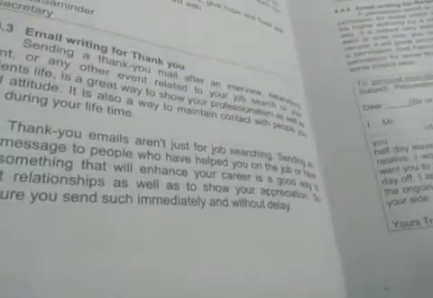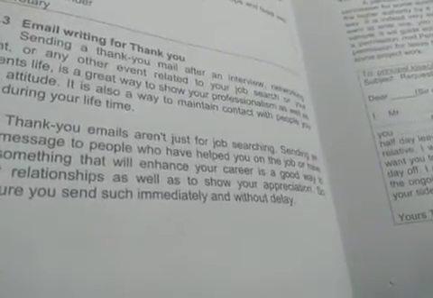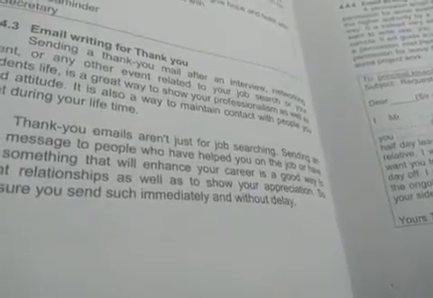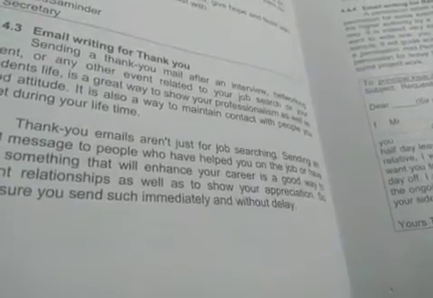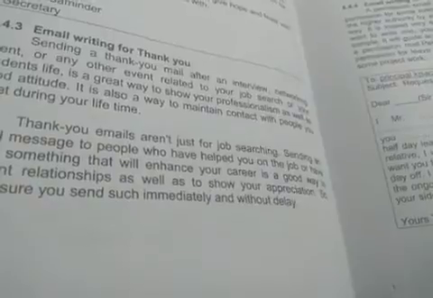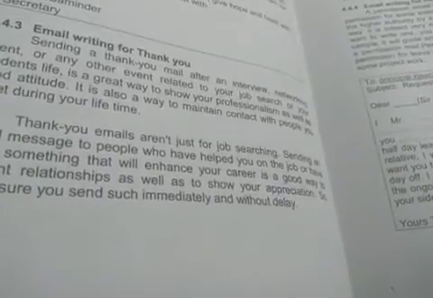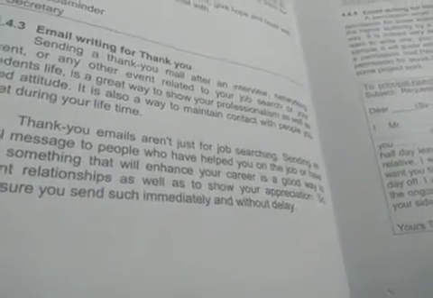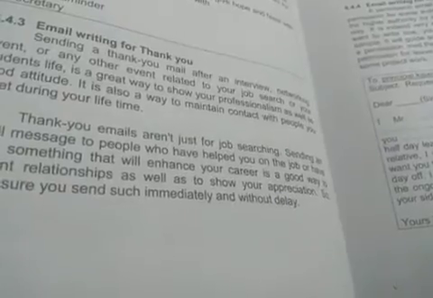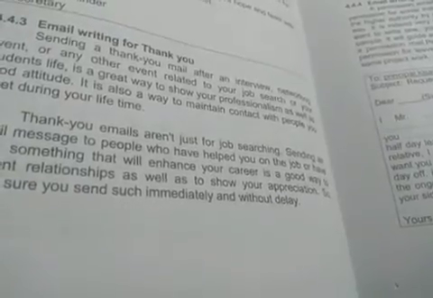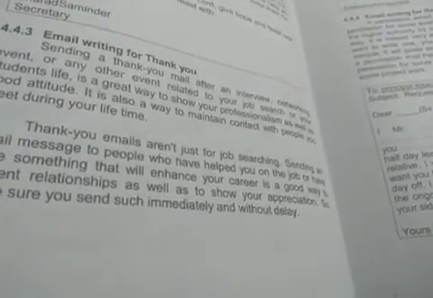Thank you emails aren't just for job searching. Sending an email message to people who have helped you on the job or have done something that will enhance your career is a good way to cement a relationship as well as to show your appreciation. So make sure you send such emails immediately and without delay.